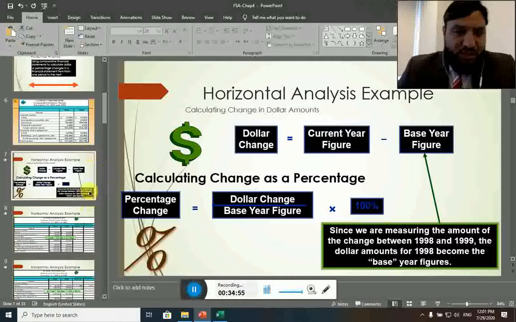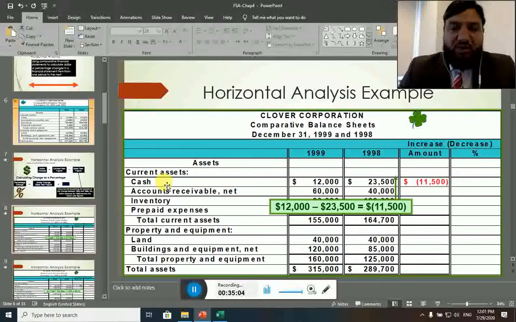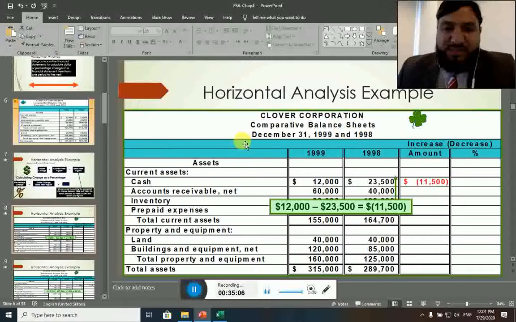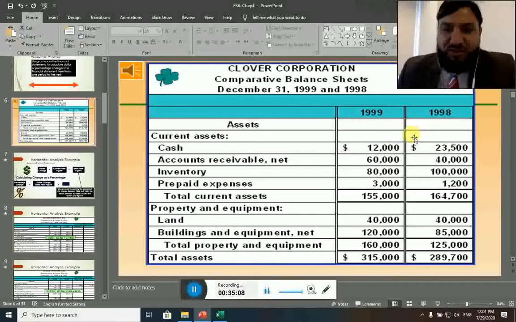Okay, before we go to the Excel, I'll practically show you how to calculate. An example has been solved here. You can see it's the same as the balance sheet. Now we are carrying out the horizontal analysis.